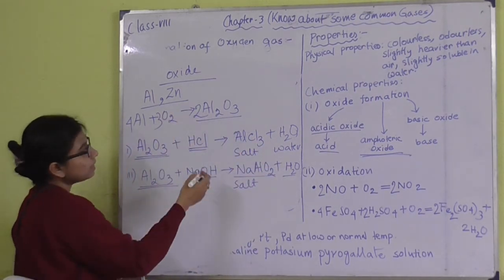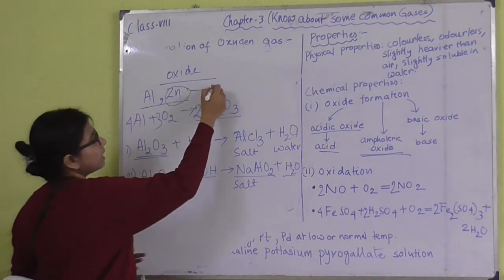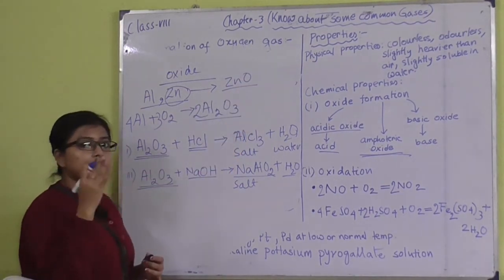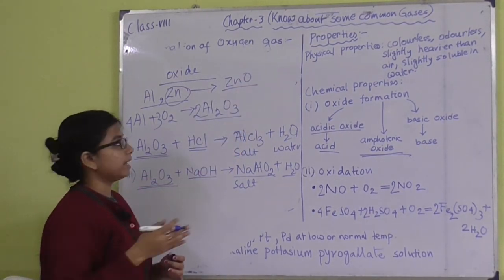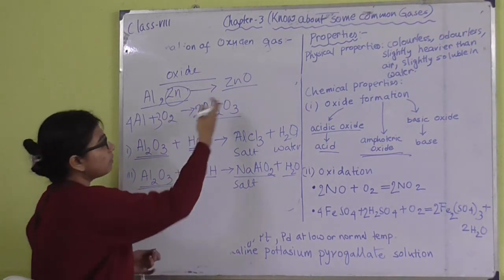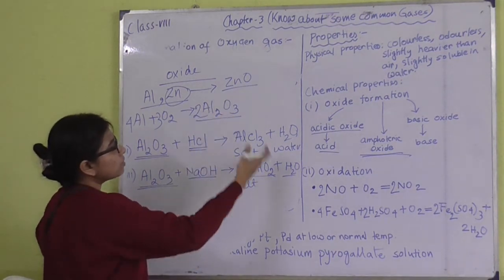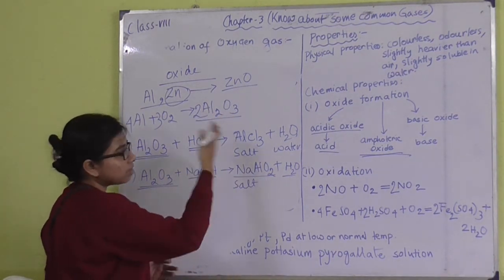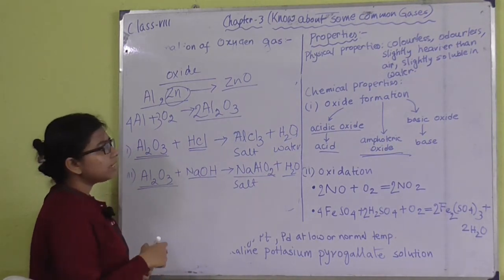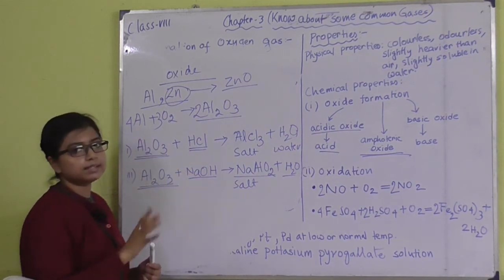And the similar thing is found to happen with zinc also. Zinc will give us zinc oxide, and zinc oxide is another example of amphoteric oxide. When it reacts with HCl, it will give you salt and water. When it reacts with a base, it will again give you salt and water. So this is the third type of oxide, which is known as amphoteric oxide, and basically we use these two examples, aluminium oxide and zinc oxide.